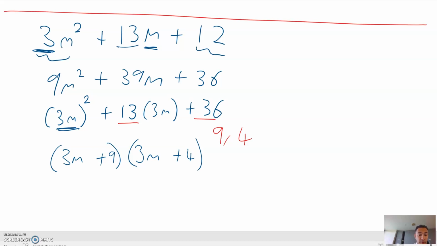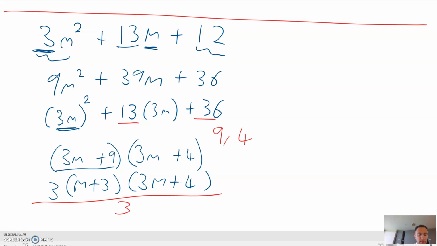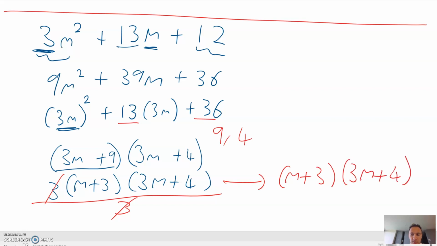Now, there will be a common factor. This here, 3 is a common factor. And the final thing to do is we have to divide everything by 3 because at the start we times everything by 3. And there we have the final answer. I'll just write it out here in full in red. M plus 3 times 3m plus 4. So well done on that.